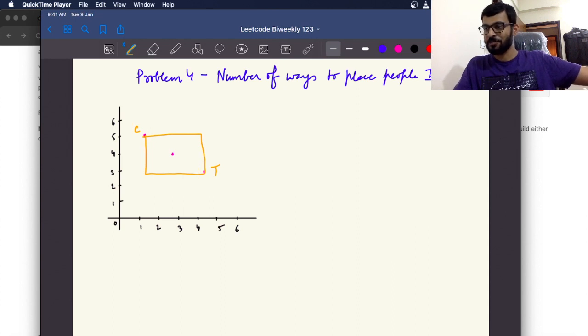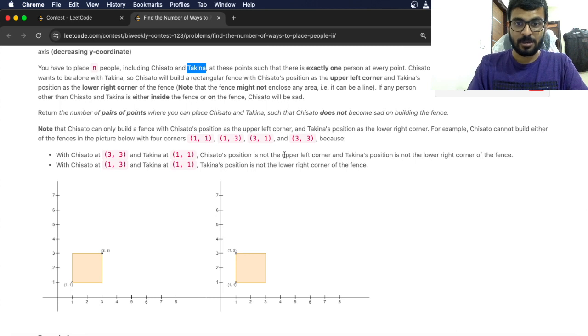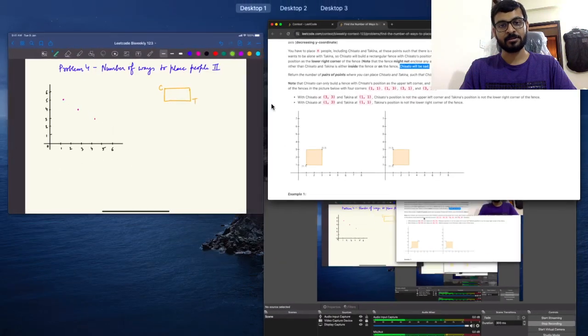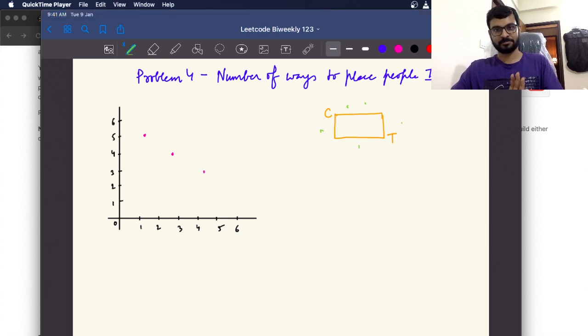That is not possible. So, Chisato and Takina want to be placed in such a way that you have to assign them a pair of points where Chisato will be in the top left, Takina in the bottom right, and in the rectangle that is formed between them, there is no other point. There is no other point, even not on the rectangle that is given in the question. So, inside the fence and on the fence, none of them should happen. Otherwise, Chisato will be sad. So, all other points can be outside. They shouldn't be inside. And now the question is, how many possible ways are there?